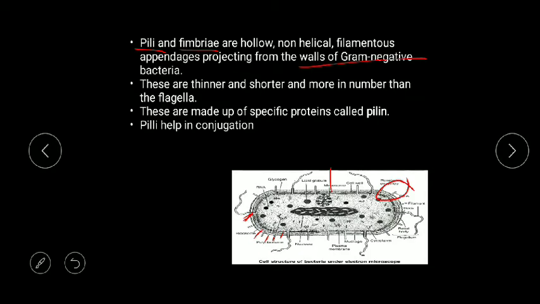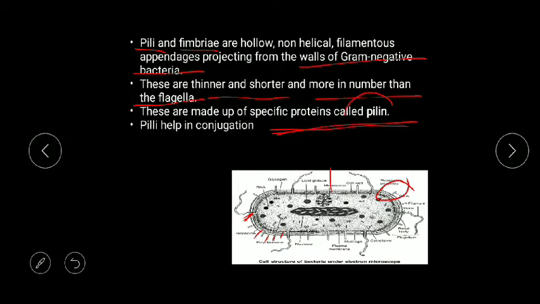Okay, so these bristle-type structures, you will see all over the body over the plasma membrane. They are known as fimbriae. These are hollow and non-helical. They are filamentous appendages projecting from the wall of the gram-negative bacteria. So pili and fimbriae are usually found in gram-negative bacteria.